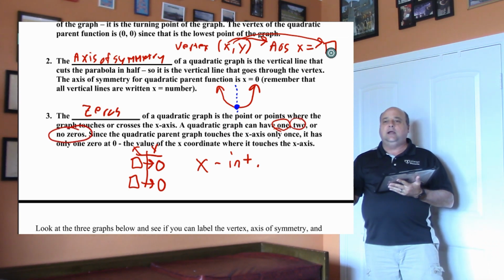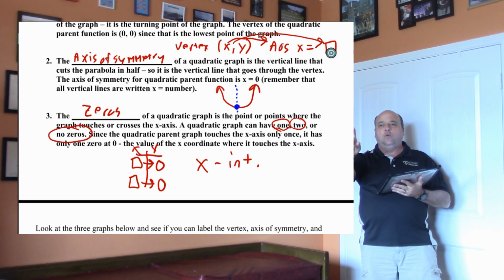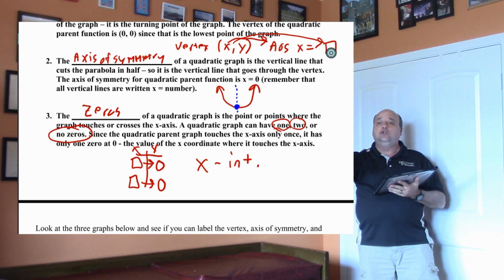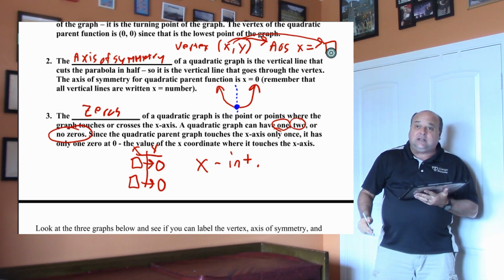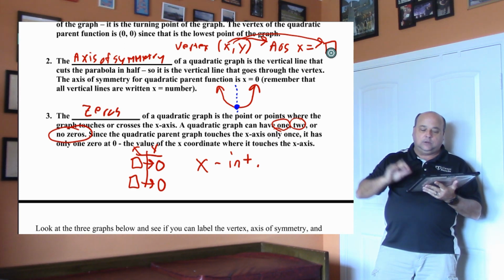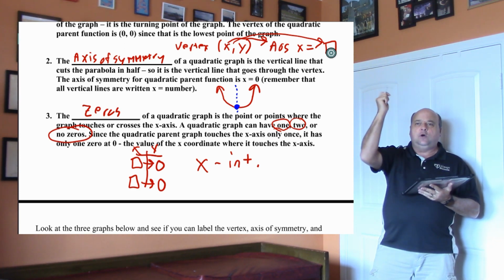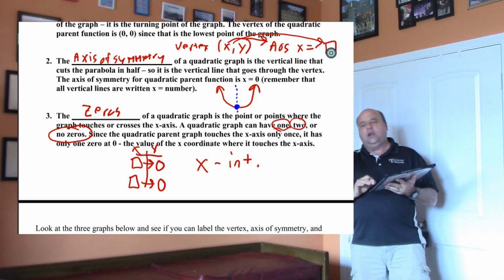We'll talk about that later. So the parabola can either have 1, or most likely it will have 2. If the parabola does not cross the x-axis, there are no zeros. So that's some basic vocab. Let's keep rocking and rolling.